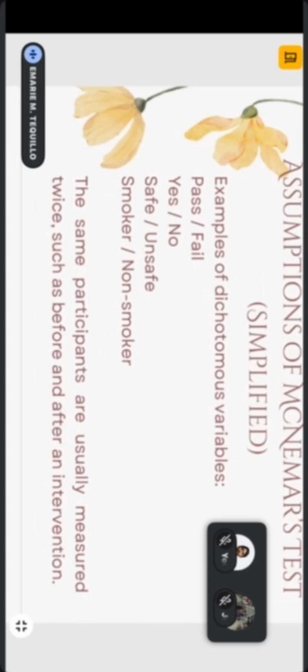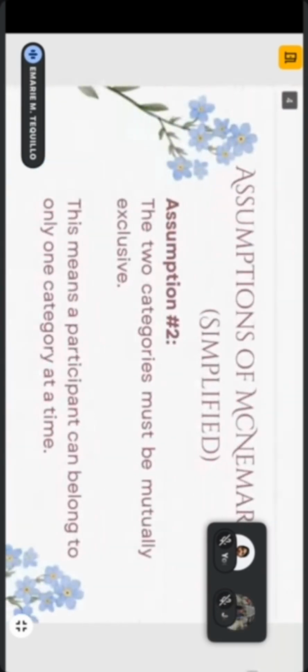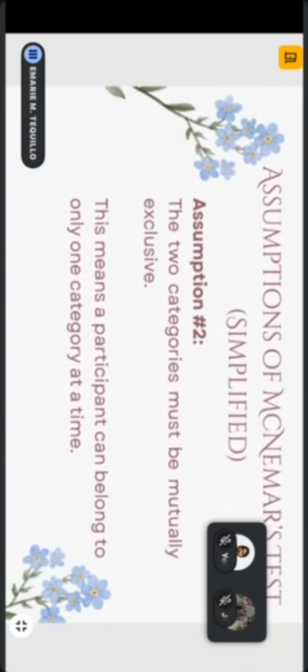So the same participants are usually measured twice, such as before and after an intervention. These are examples of dichotomous variables because each participant can only belong to one category. For example, a student cannot be both pass and fail at the same time. This is important because McNemar test only works with two categories. So, gets everyone? Okay, let's proceed to the next assumption.